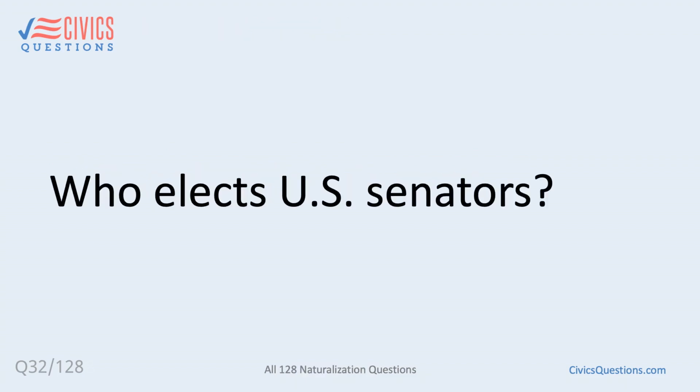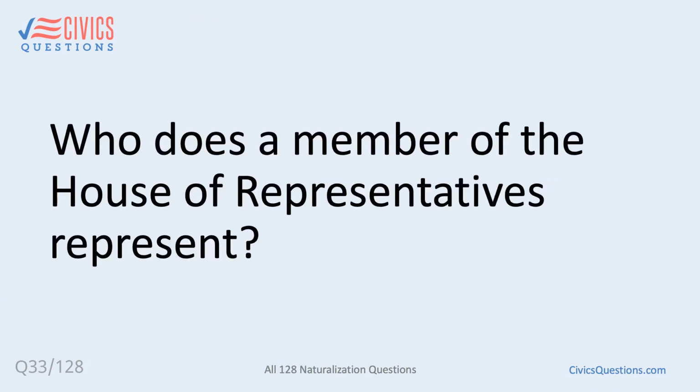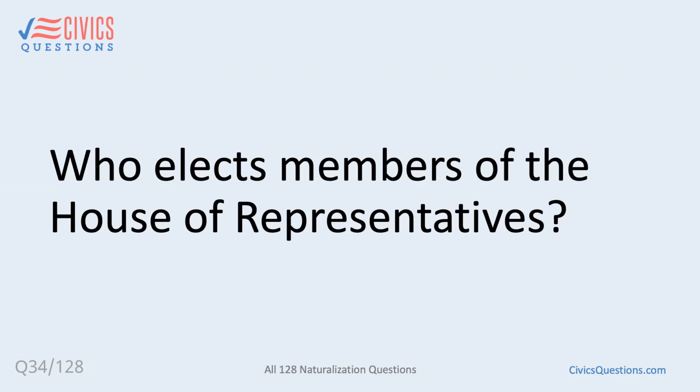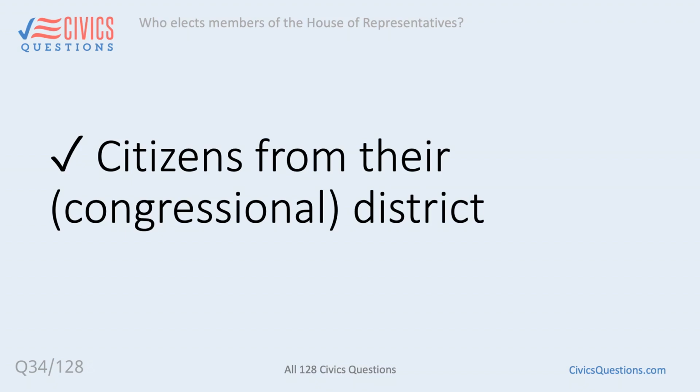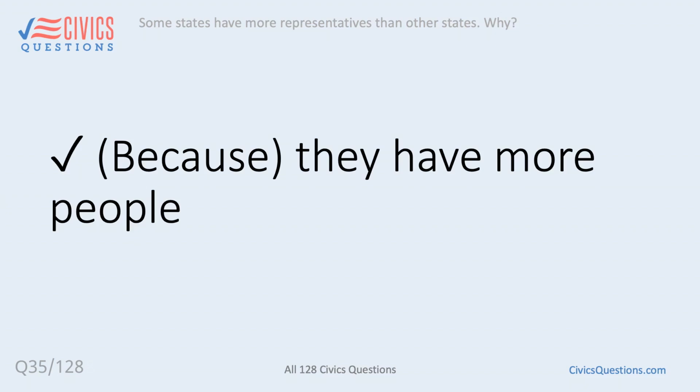Who elects U.S. Senators? Citizens from their state. Who does a member of the House of Representatives represent? People in their district. Who elects members of the House of Representatives? Citizens from their congressional district. Some states have more representatives than other states. Why? Because they have more people.